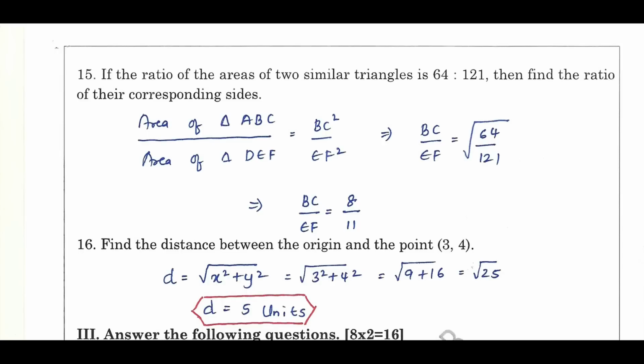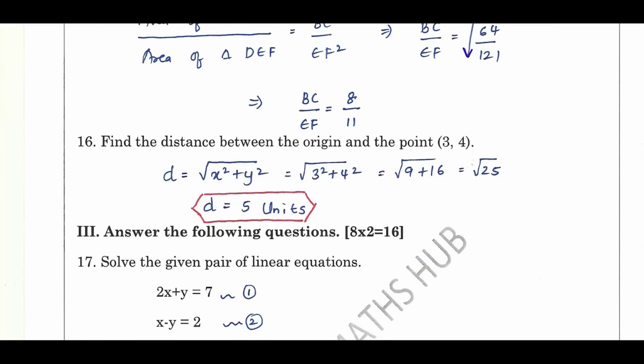If the ratio of areas of two similar triangles is 64:121, then find the ratio of their corresponding sides. Area of triangle ABC by area of triangle DEF equals BC square by EF square. Now BC by EF equals square root of area of triangle ABC by area of triangle DEF, that is 64 by 121. Square root of 64 by 121, what we get? BC by EF equals 8:11.